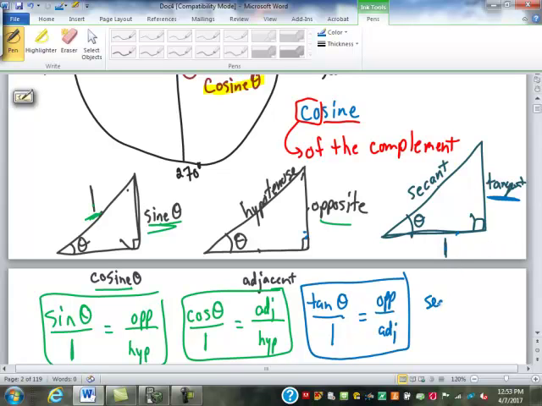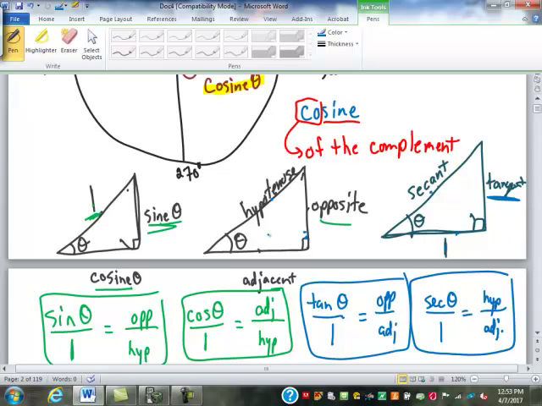And while we're at it, let's do secant. What side of the other triangle corresponds to the secant? Hypotenuse. HYP, we'll abbreviate it. We still got the 1. The 1 still corresponds to the adjacent side. So the secant of a triangle corresponds to the length of the hypotenuse divided by the length of the adjacent side.